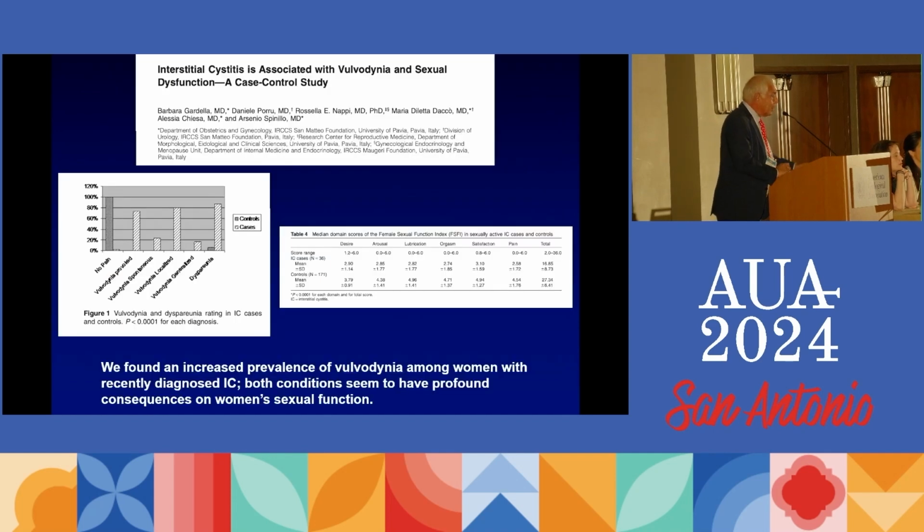I'll continue. Interstitial cystitis is associated with vulvodynia and sexual dysfunction. This is a paper in the Journal of Sexual Medicine. If you look at the graph on the left, the darker bars are controls, women without it, compared with women with it. Looking at the symbols: vulvodynia, vulvodynia, vulvodynia, vulvodynia, and dyspareunia. You can see there's a high association between women with this so-called, I'm going to say magical, diagnosis of IC, because it's magical when it's not Hunter ulcer-based.